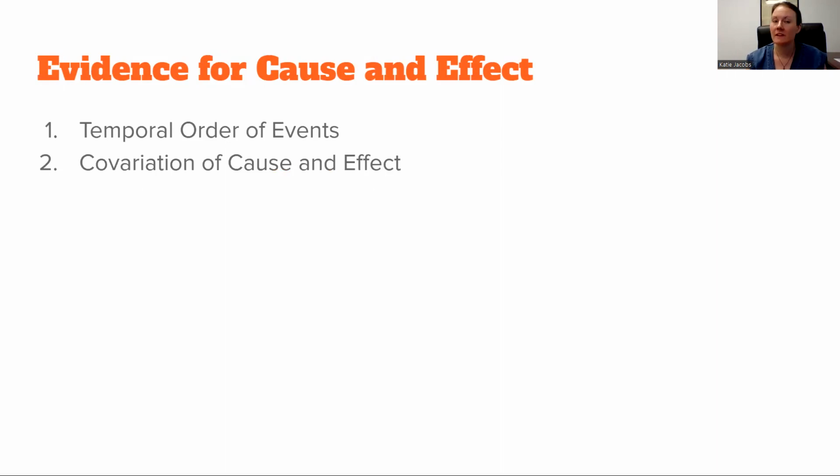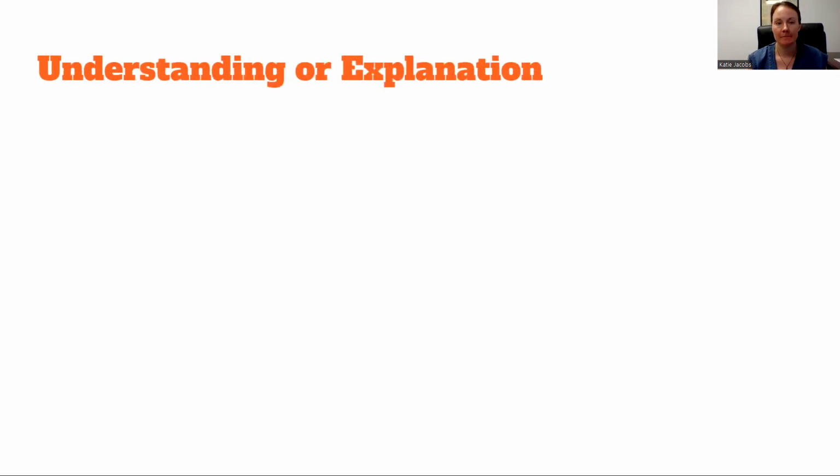Another thing is covariation of cause and effect. This means that if the cause is present, so is the effect. If the cause is not present, then the effect's not present either. And then the third piece is elimination of alternative explanations. A lot of times this comes when we're designing our research studies, making sure that we control for things that might be an explanation for the results that we're seeing. And that comes through carefully controlled experiments.